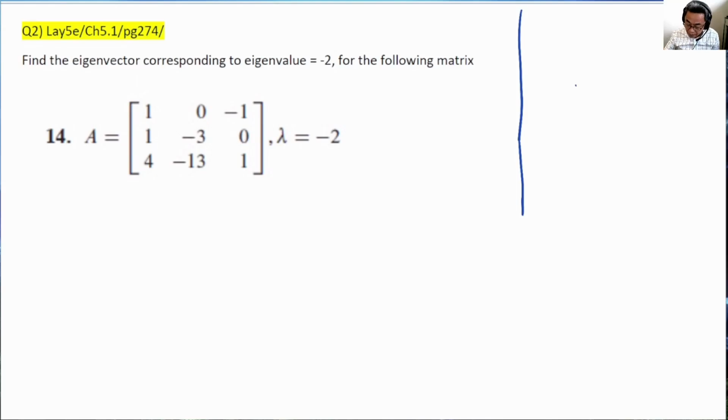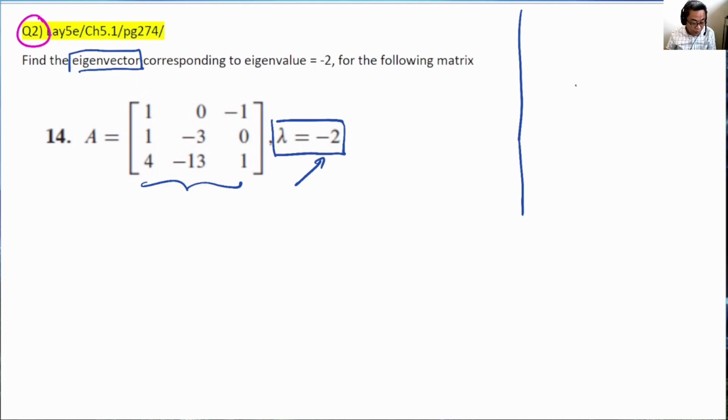This is tutorial 8 question 2. In here we are almost doing the same problem as in question 1. We are given a matrix A and we are told that lambda equals minus 2 is an eigenvalue, and we want to find the eigenvector corresponding to this eigenvalue.